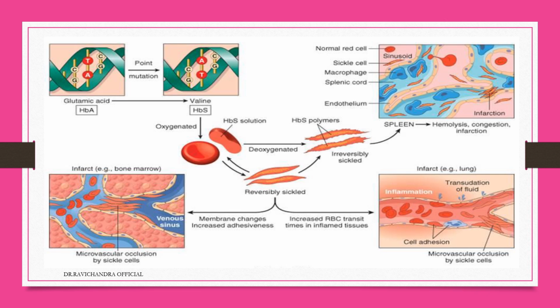So this is a picture showing how hemoglobin A is converted to hemoglobin S because of the deoxygenation. The glutamic acid is replaced by valine because of the point mutation at the sixth position of the beta globin gene on chromosome 11. There will be membrane changes, increased adhesiveness, increased RBC transit times in inflamed tissues, and there will be splenic sequestration. In the earlier stages, there will be microvascular occlusion. In the late stages, there will be hemolysis, congestion, and infarction of the spleen.